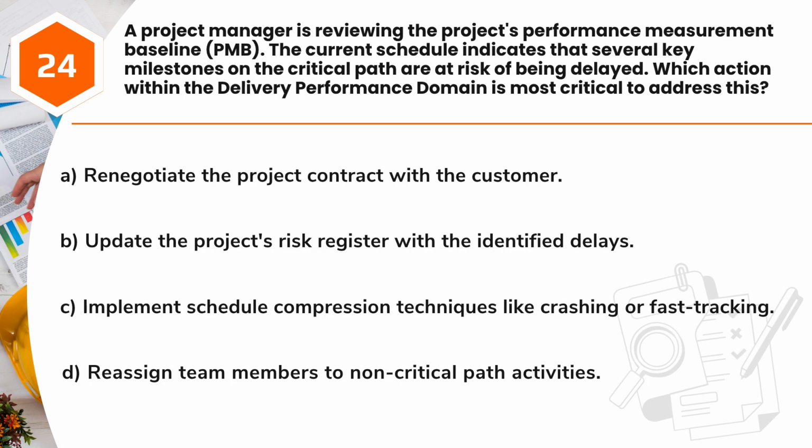Question 24. A project manager is reviewing the project's performance measurement baseline, PMB. The current schedule indicates that several key milestones on the critical path are at risk of being delayed. Which action within the delivery performance domain is most critical to address this? A. Renegotiate the project contract with the customer. B. Update the project's risk register with the identified delays. C. Implement schedule compression techniques like crashing or fast tracking. D. Reassign team members to non-critical path activities.